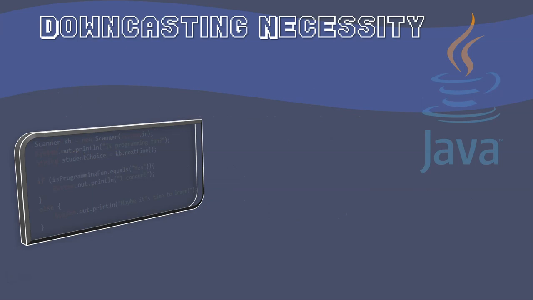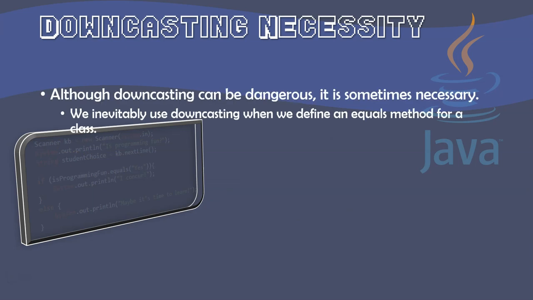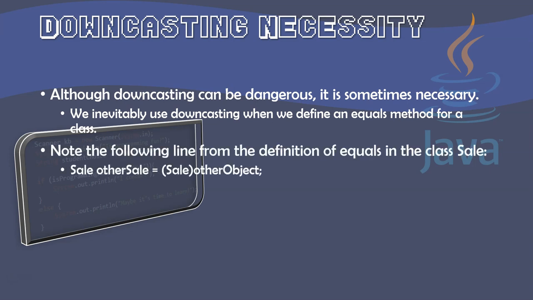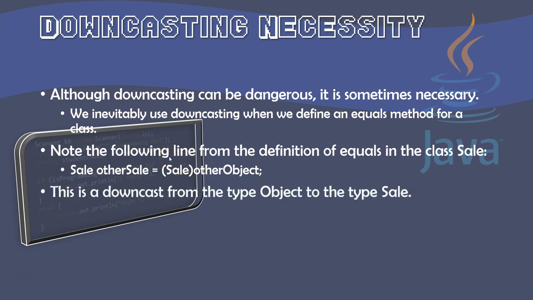Now, downcasting does have some necessity. There are times when we do need to use downcasting. And while it does have drawbacks, for example, when we define an equals method for a class, we may end up needing it. Note the line from our definition of equals in the class Sale: Sale otherSale equals (Sale) otherObject. And of course, (Sale) is a typecast here. This is a downcast from the type Object to the type Sale. Remember, Object is a class. It's really the big base class that we all refer back to.